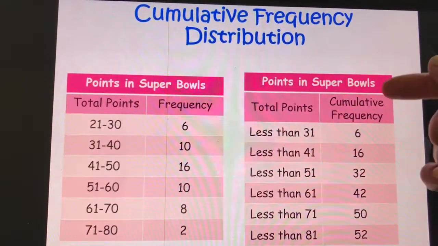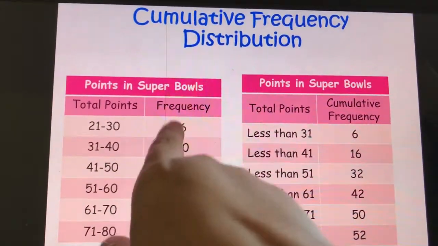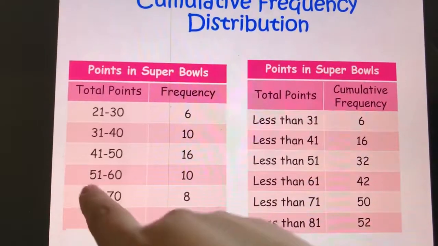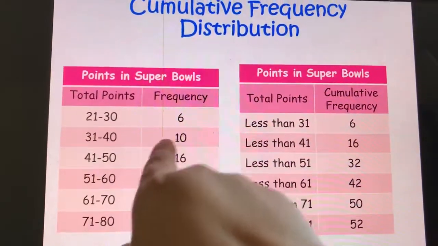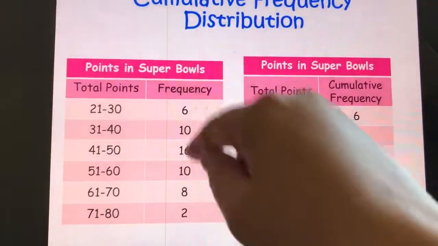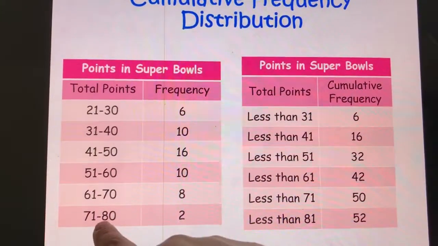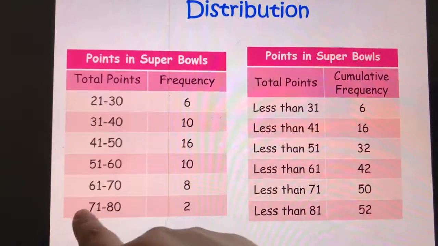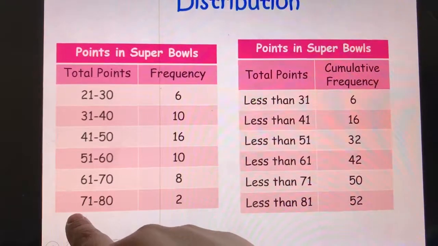So basically this is just a running total. Less than 51, you would have 16 plus 10 plus 6, which would be 32. And then less than 61 would be 10 plus 16 plus 10 plus 6, which would be 42. Less than 71, keep adding them up. 8 plus 10 plus 16 plus 10 plus 6 would be 50. And then finally, your next class limit, if you had another class, would be 71 plus 10, which is 81.